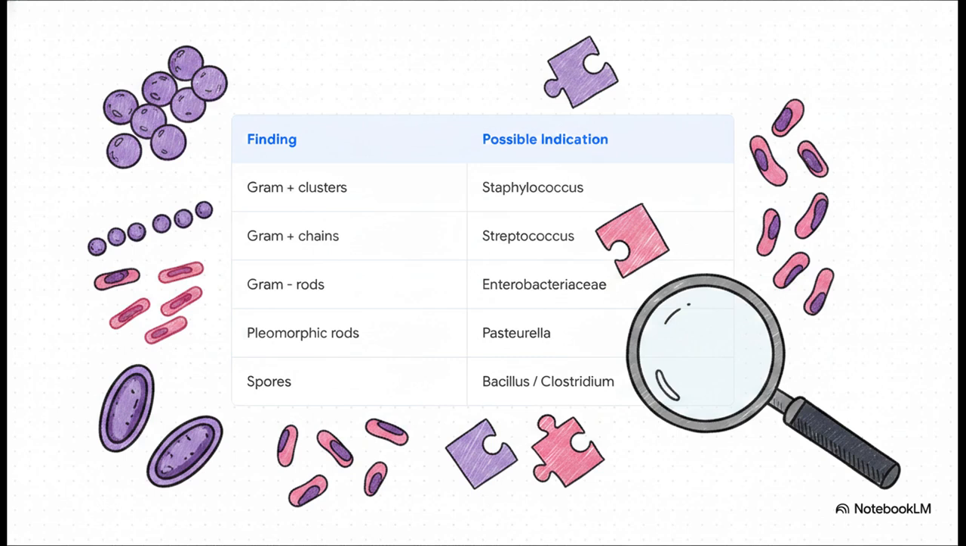For instance, if you see gram-positive, again, that's purple, cocci arranged in clusters, your clues are strongly pointing to Staphylococcus. But what if those same purple cocci are in chains? That points to Streptococcus. Spot some gram-negative pink rods, you might be dealing with Enterobacteriaceae. Pleomorphic rods, meaning they kind of vary in size and shape, suggest Pasteurella. And if you see those tough little spores, you're likely looking at Bacillus or Clostridium. It's literally a microscopic matching game with the highest stakes.